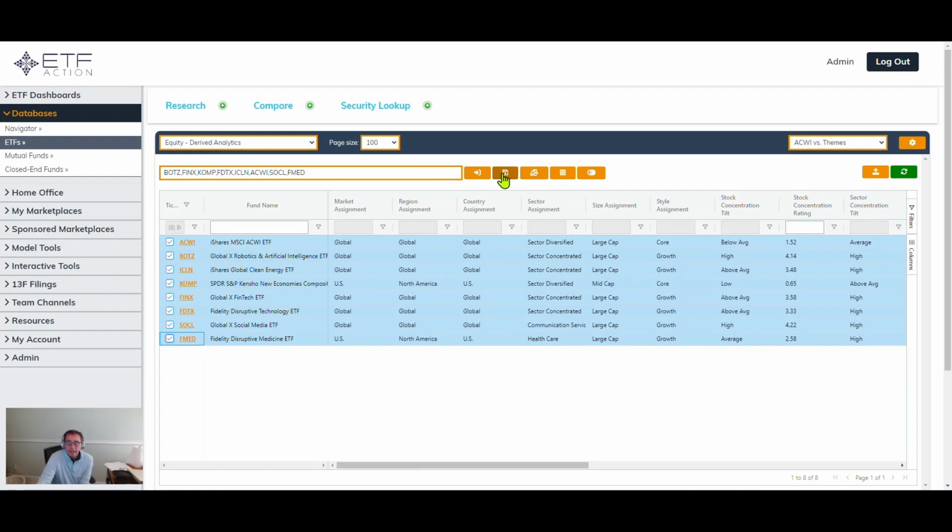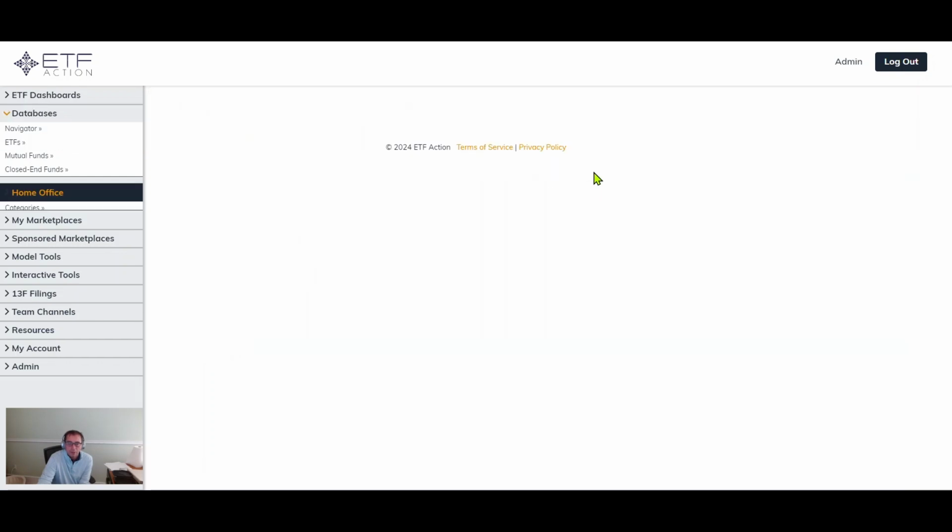So I can save this group. I can compare them side by side in our compare frame up top. I can build a correlation matrix. But for today, what I really want to do is focus on pure overlap. So I'm going to use this overlap analyzer tool.